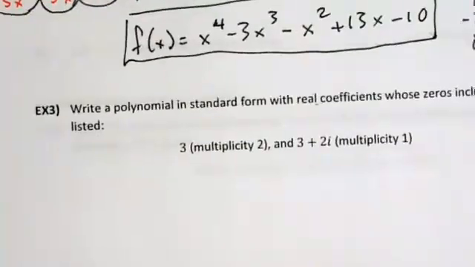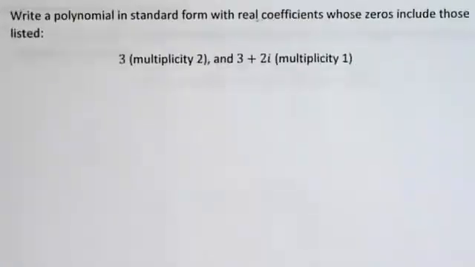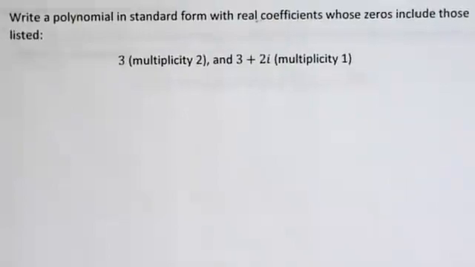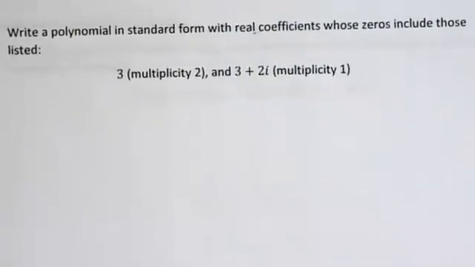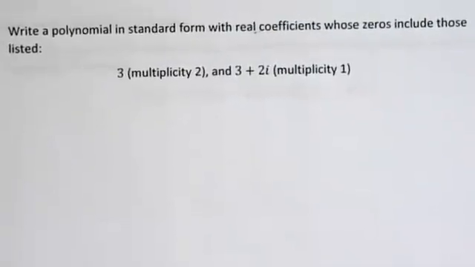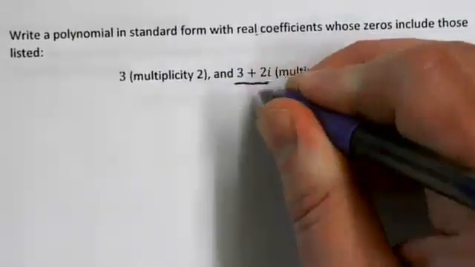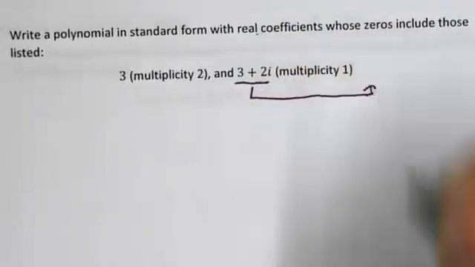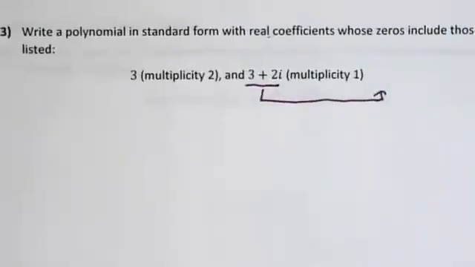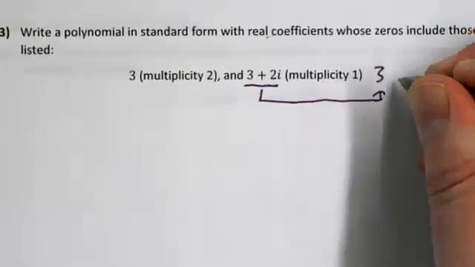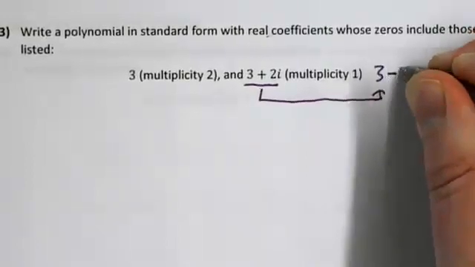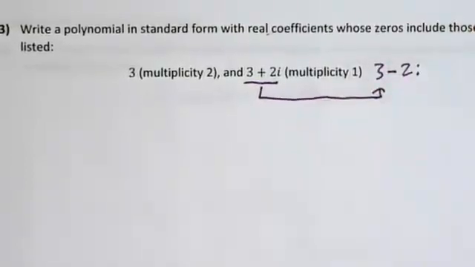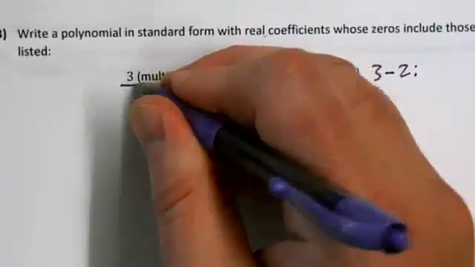Okay, moving right along, this will be our final example. This is a lot like the last one, except this time they're giving us multiplicity for our zeros. They only gave us 2 zeros, but one of them is complex, which means that there has to be a conjugate pair. So if 3 plus 2i is a 0, then 3 minus 2i is also a 0. They also gave us 3, but they gave us a multiplicity of 2.